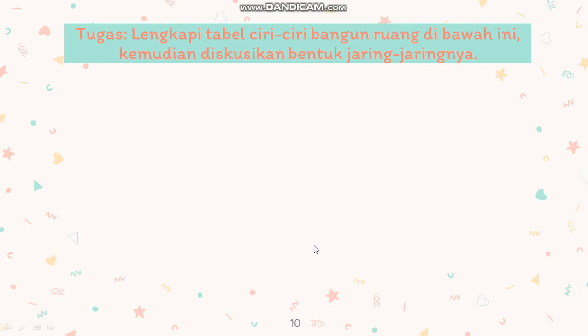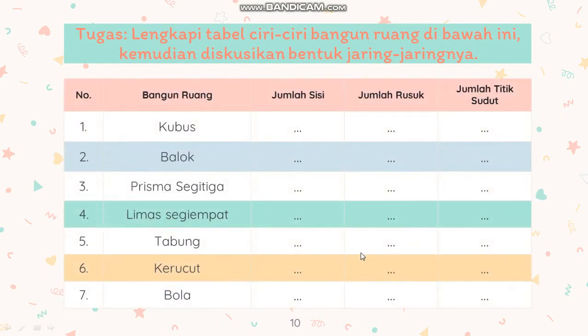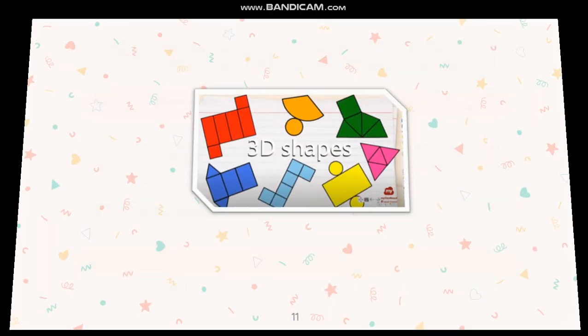Oke, untuk tugas, silakan lengkapi tabel ciri-ciri bangun ruang di bawah ini, kemudian diskusikan bentuk jaring-jaringnya bersama kelompok diskusi kalian. Jangan lupa jaring-jaringnya digambarkan.